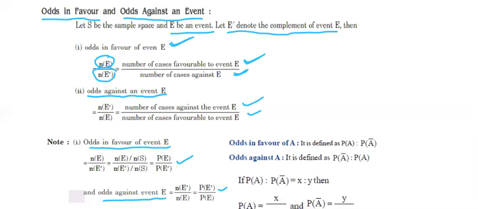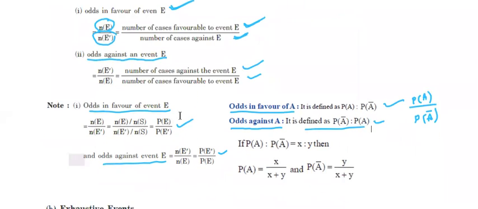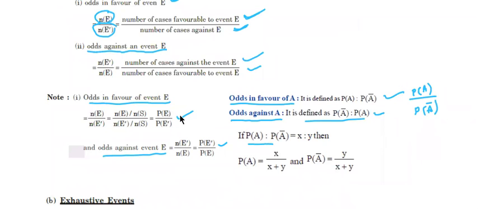This is the definition. Now see, odds in favor of A is denoted by P of A is to P of A complement. That means P of A by P of A complement only. Odds against A is denoted by P of A complement ratio P of A. For suppose P of A is to P of A complement is equal to X is to Y. Then what is P of A?